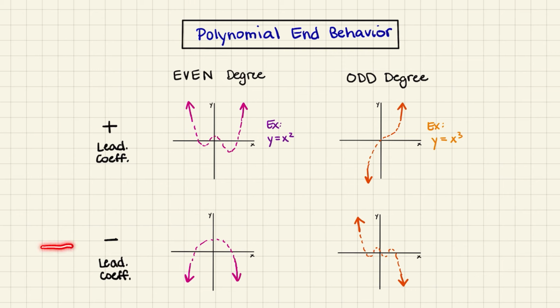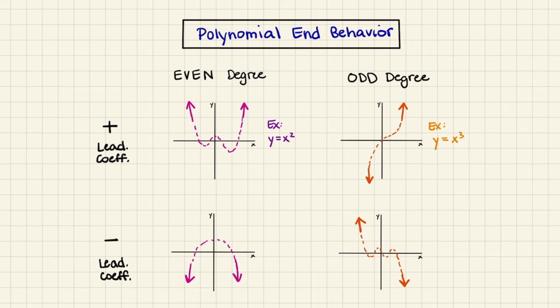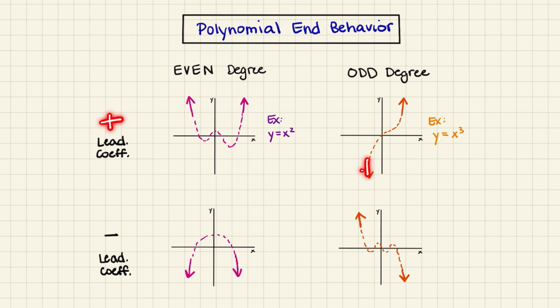Then for the negative leading coefficients, remember that it's flipped vertically. So if positive is up and up, then negative will be down and down. If the positive is down and up, then the negative will be up and down. And that is a summary of the end behavior of polynomial functions.